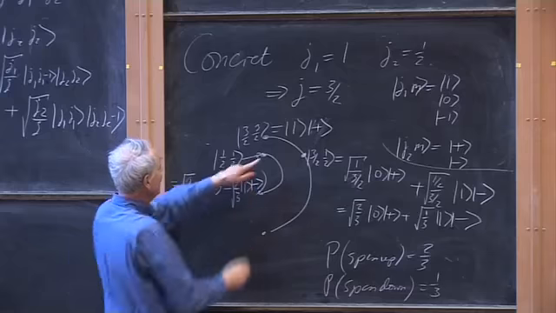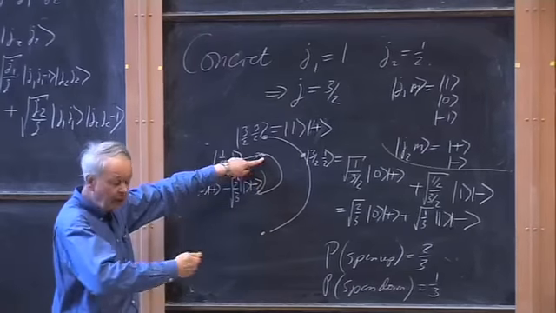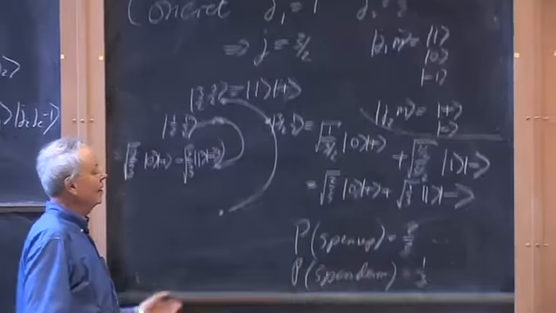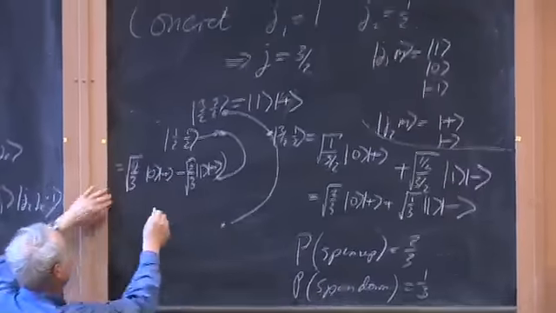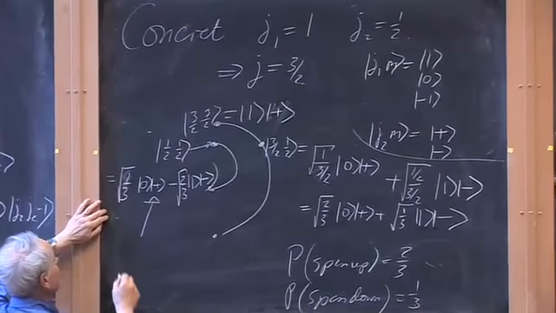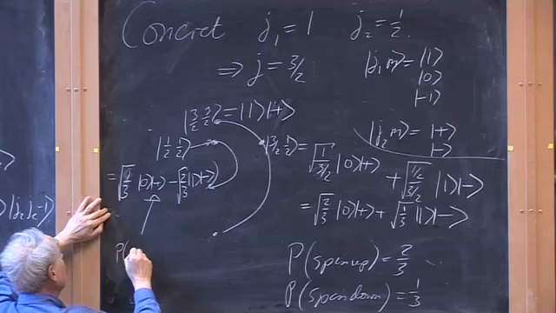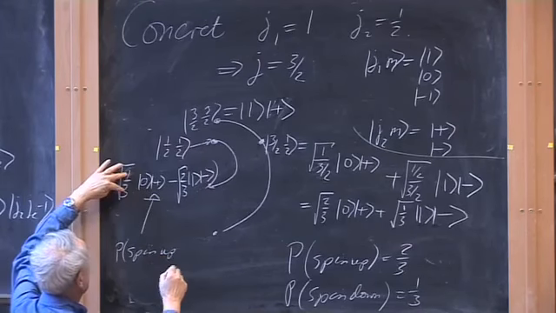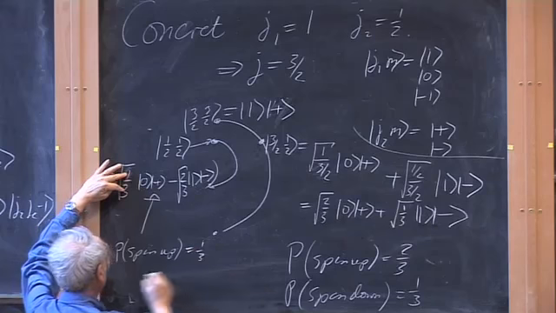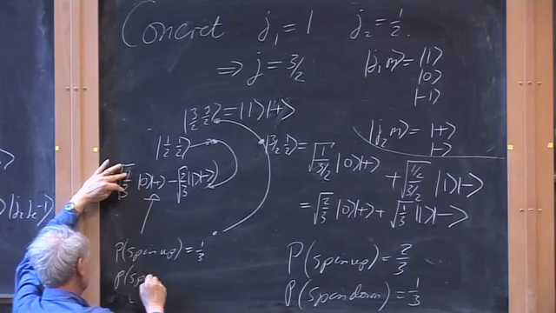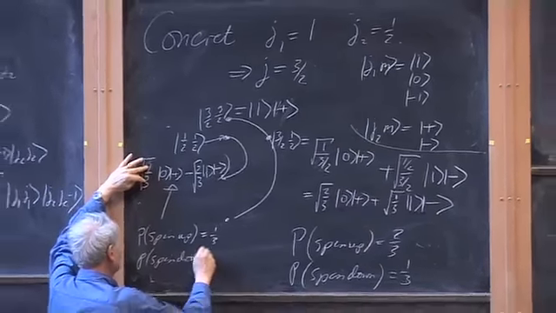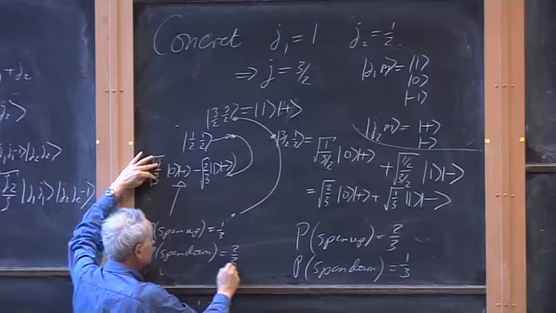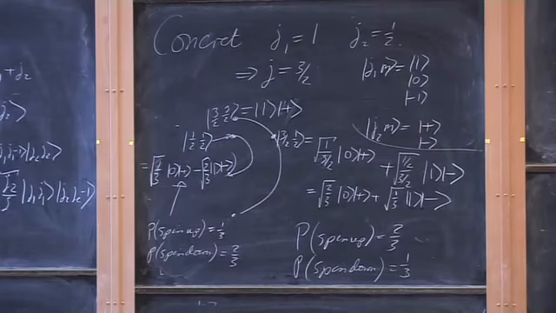So in this state, the odds, when you look in the box, of what you find are changed. In this state, which has less angular momentum in total, the probability of spin up is this thing squared, i.e. 1/3, and the probability of spin down is 2/3. So that's the physical implication of this.